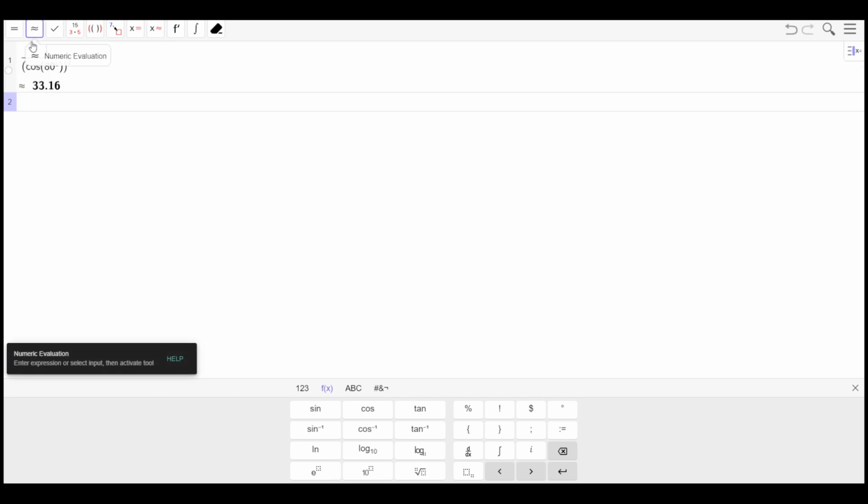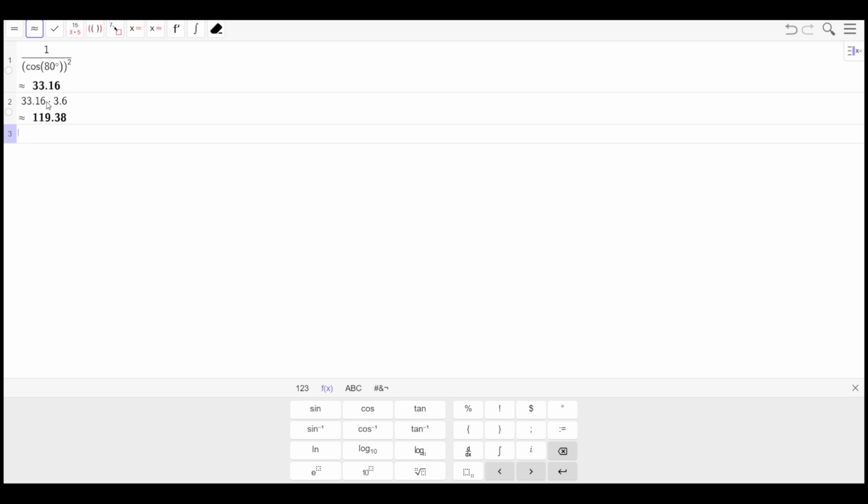33.16. Yes, meters per second. So if you multiply that number by 33.16, and then you multiply it by which number, 3.6, it gives you 119 kilometers per hour.